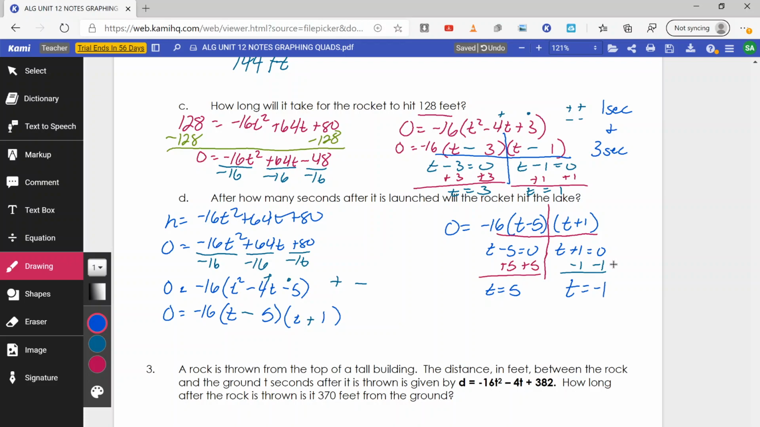Because this is a real world application, how many seconds will we hit the lake? Well, a time value of -1 means -1 seconds. It's not possible to go backwards in time. Therefore, t equaling -1 is not a viable solution. Therefore, 5 seconds, being a positive time value, is going to be our answer. It's going to take 5 seconds for our rocket to hit the lake.